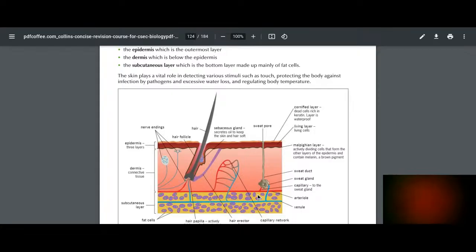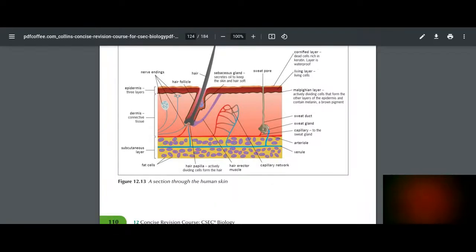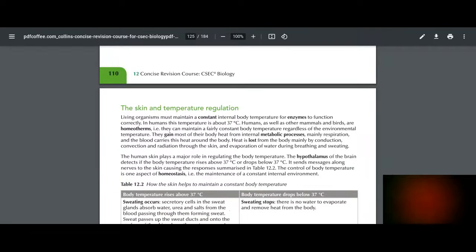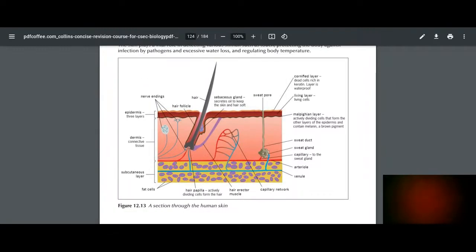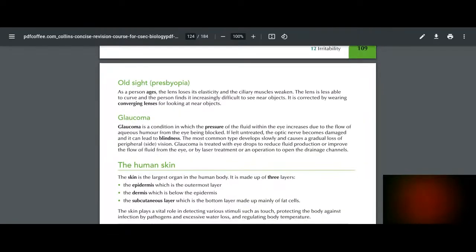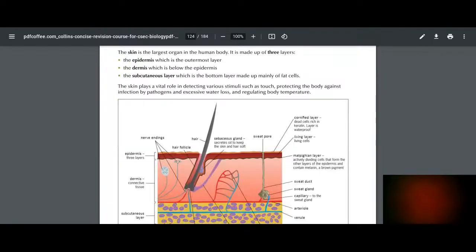Know where the sweat pore is, know the function, know where the sweat gland is, the sebaceous gland, the epidermis, the dermis, the subcutaneous layer, the hair follicle, and the hair. At the end of the day, when you finish, you should know all the entries and their functions. The function of the sebaceous gland is to secrete oil to keep the skin and the hair soft. And you know that the subcutaneous layer is the bottom layer, which has the fat cells.